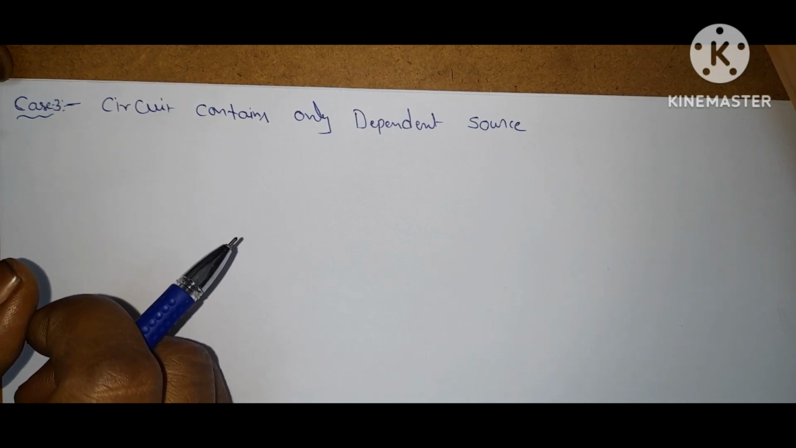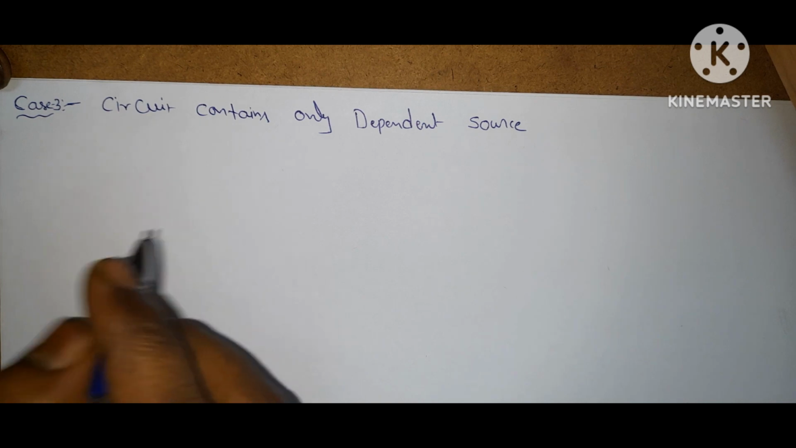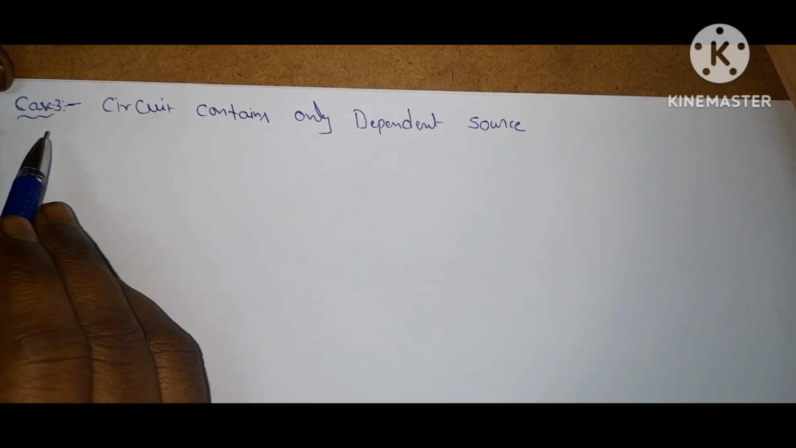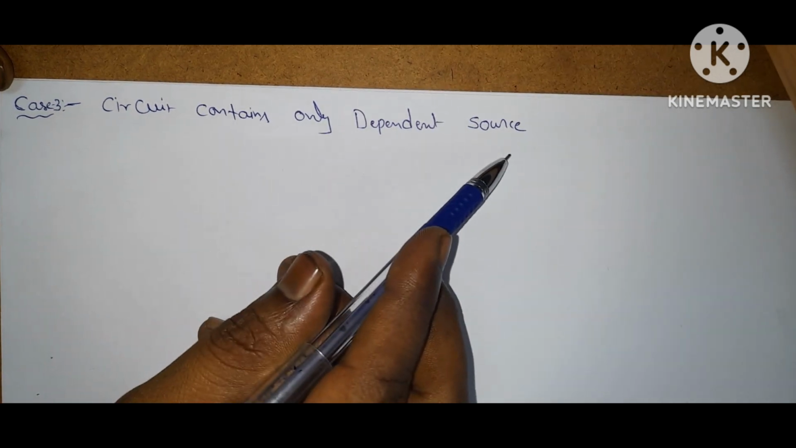Hello everyone, we are solving problems on the Thevenin's and Norton's theorem. In that, case 2 problems are completed. Now we will start case 3. In case 3, circuit contains only dependent sources.